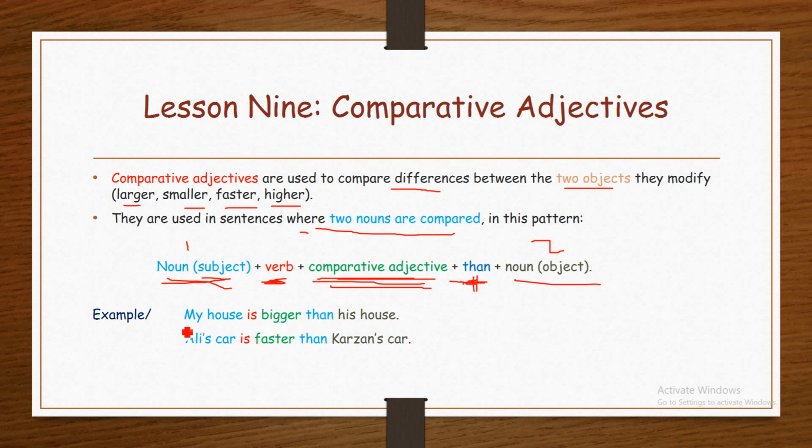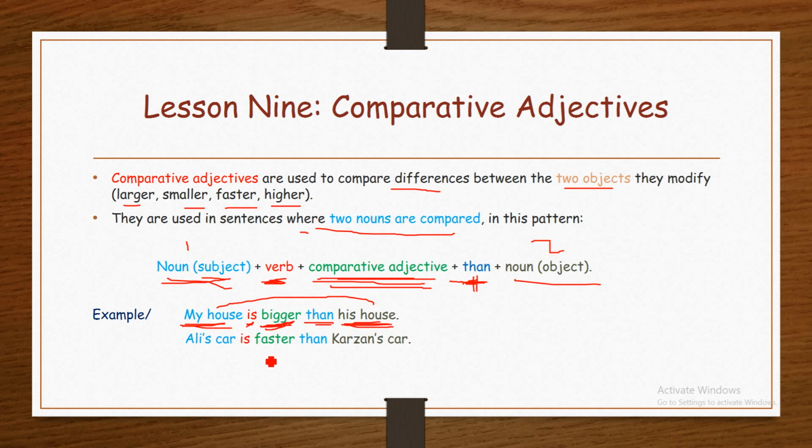For example, my house is the first noun or the first object, is bigger than his house. His house is the second object. These two objects are compared by a comparative adjective. The first object is the subject, plus verb to be, plus comparative adjective, plus than, plus second object.